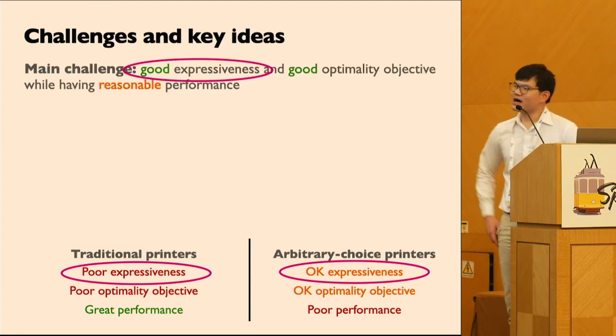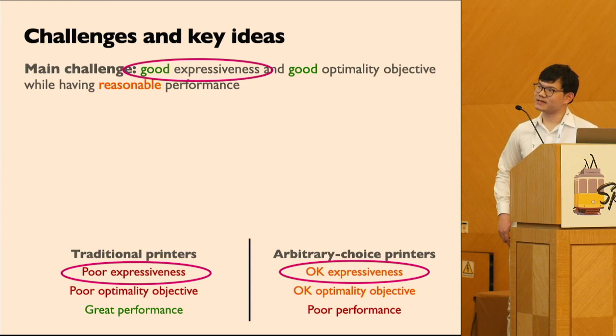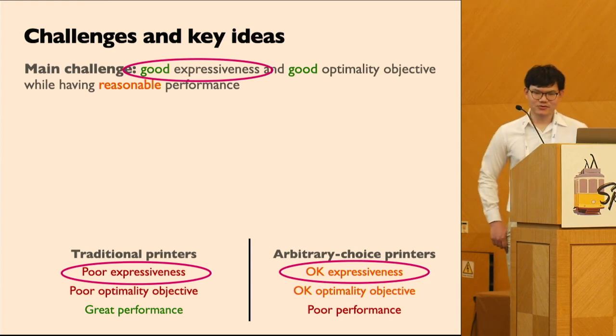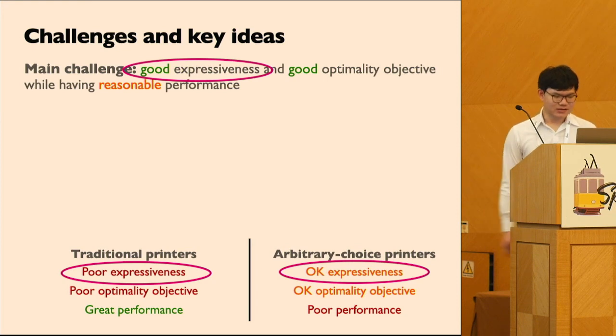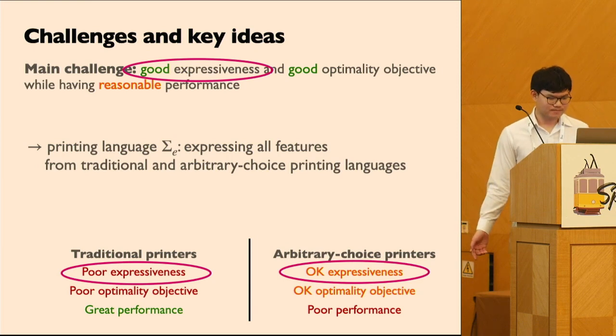So that is why I say that the traditional printers has poor expressiveness, and why the arbitrary choice printers has okay expressiveness. So what do we do? We want good expressiveness. We want the best of both worlds. So we address this by creating a printing language that we call Sigma E. The goal of Sigma E is that it should be able to express all features from the traditional and arbitrary choice printing languages. So that's the key idea.